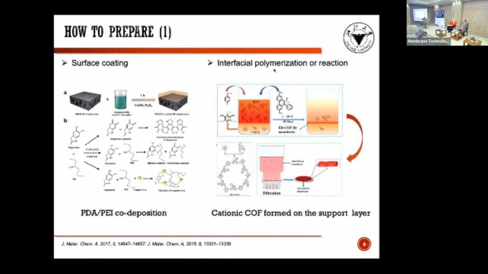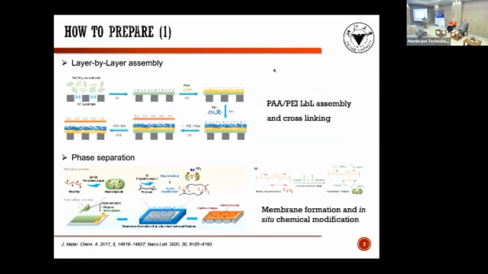The second one is interfacial polymerization or reaction. In this example, a cationic layer was formed on the support layer directly to form a separation layer. The third one is the layer-by-layer assembly method. Here the authors introduced a nickel hydroxide layer to enable the surface with positive charge. The PSS and the PEI were coated onto the substrate in turn. The final surface charge of the membrane is determined by the final coating layer. Generally, the final PEI layer endows the membrane with a positive charge.